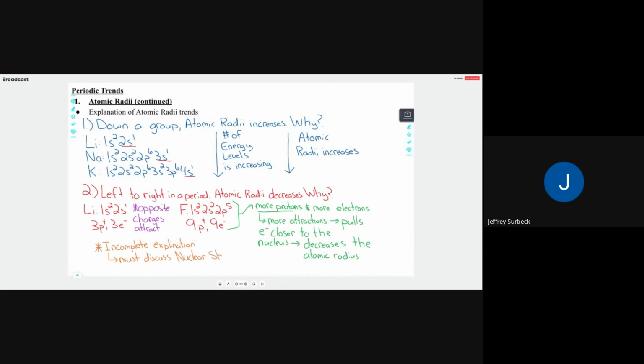And again, I'm going to leave that for another day when we have a more focused set of notes there. Okay, but this gives us a pretty good explanation of why we have our radius increasing top to bottom and decreasing left to right in a period. Okay, so let's go on and keep talking about our trends.